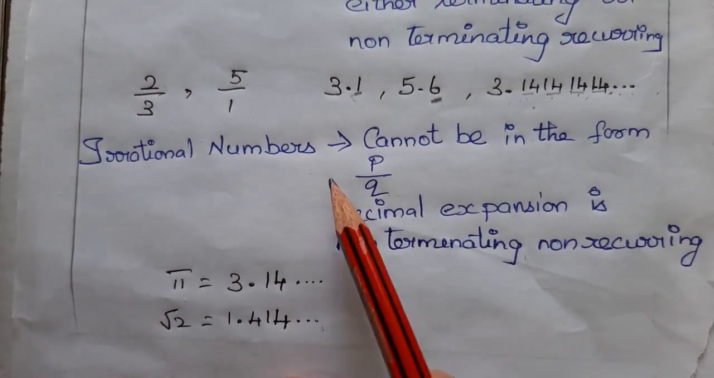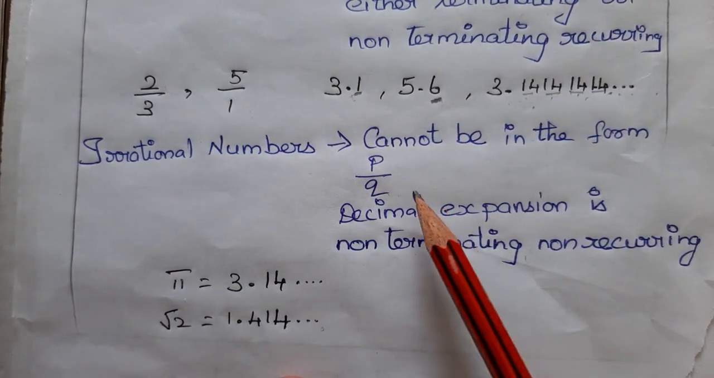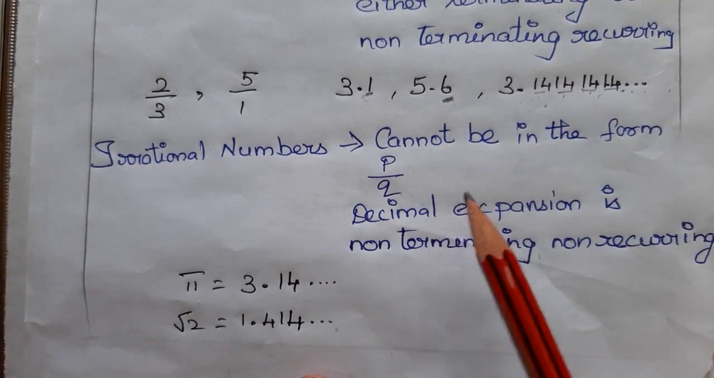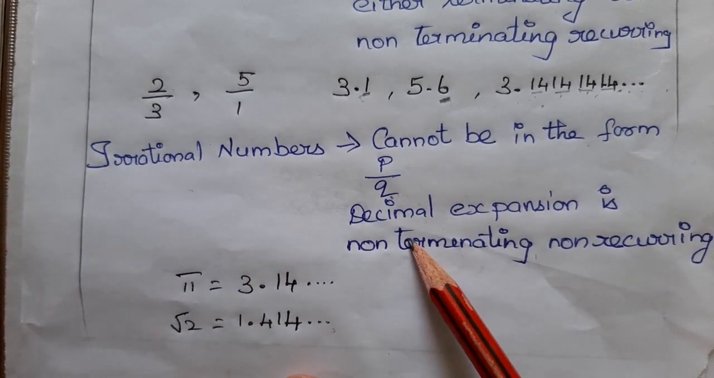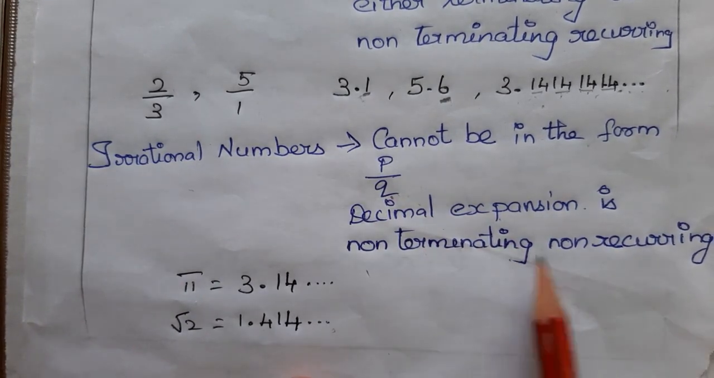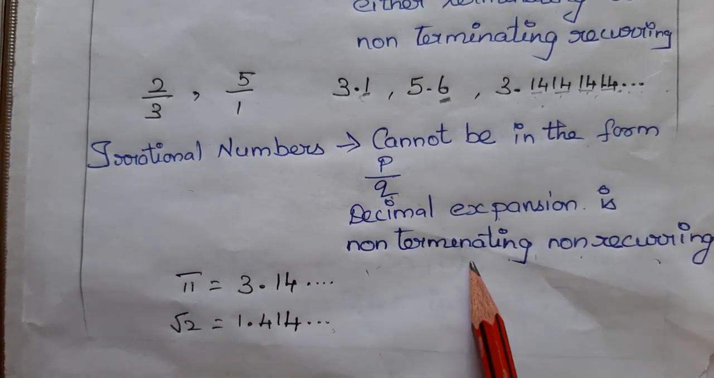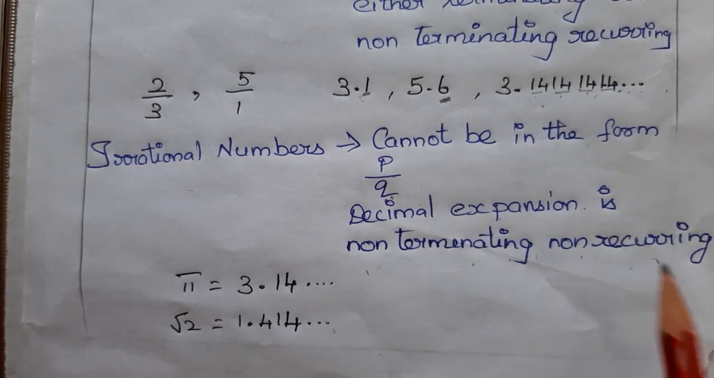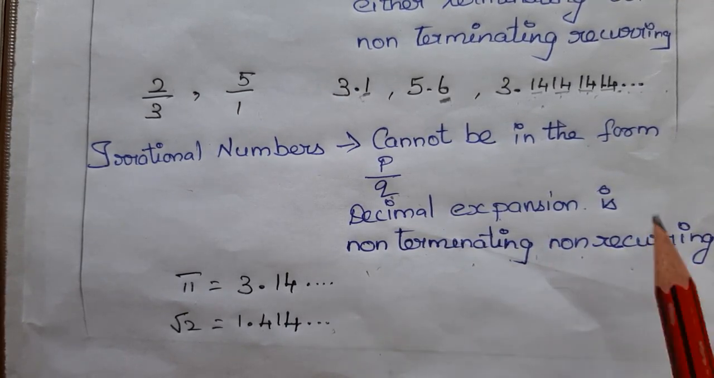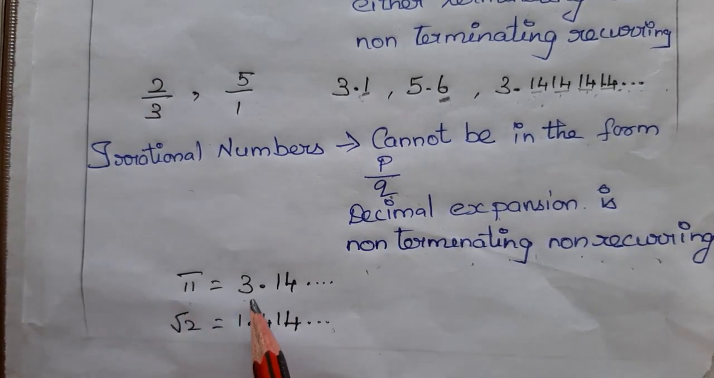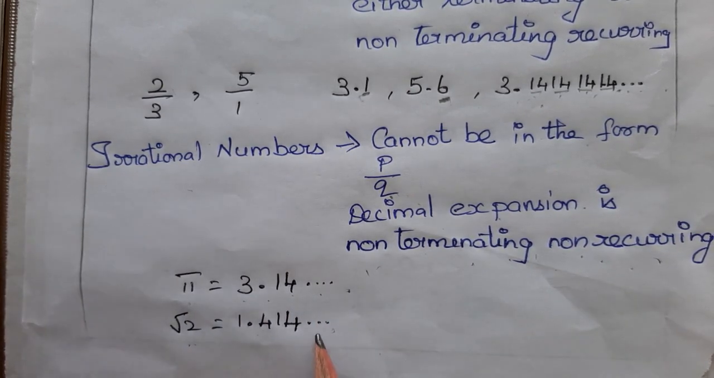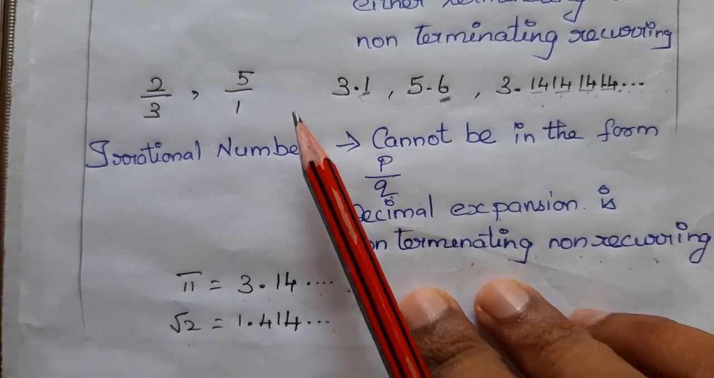Next is an irrational number, just the opposite of a rational number. It cannot be written in the form p by q. A number which can't be written in the form of p by q is an irrational number. In terms of decimal expansion, it is non-terminating and non-recurring. It will not terminate and it will not recur; the decimal places will keep differing and never repeat. For example, pi is equal to 3.14 and goes on, and the square root of 2 is 1.414 and it goes on. These are examples of irrational numbers.